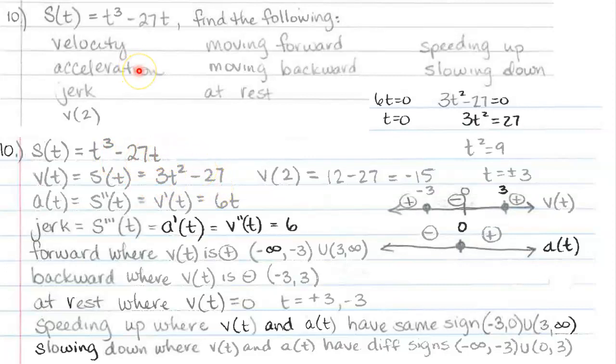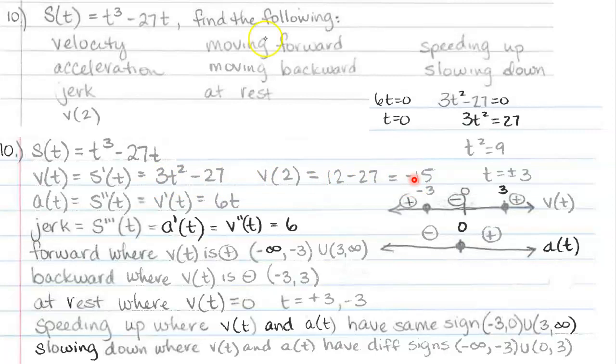Then acceleration is the second derivative. So we're going to take the derivative of velocity. So that would give us 6t plus 0. And then jerk is the third derivative, so we're going to take the derivative of acceleration, so the derivative of 6t would be 6. Then they wanted the velocity at 2, so we can come back and take our velocity equation and plug in 2 for t, so 2 squared is 4 times 3 is 12, and then 12 minus 27 gives us negative 15.